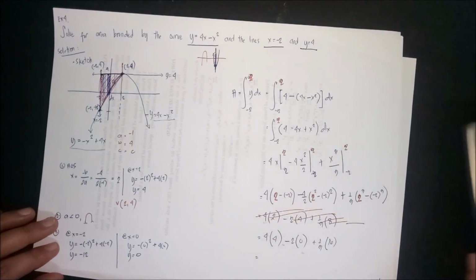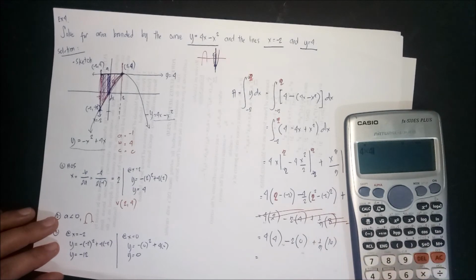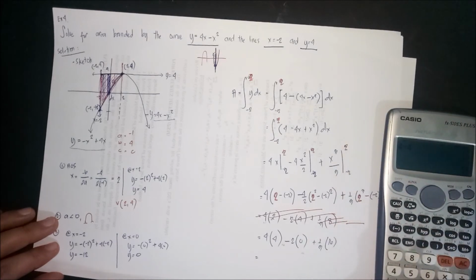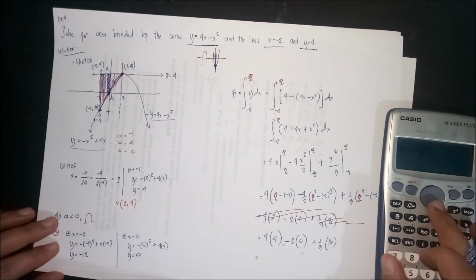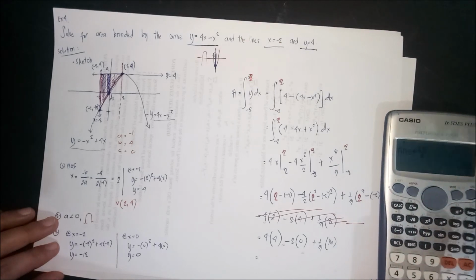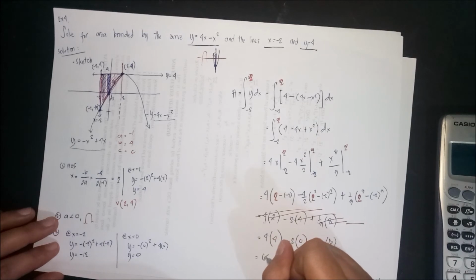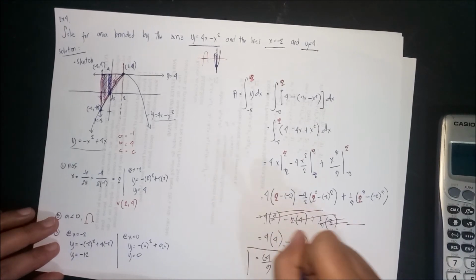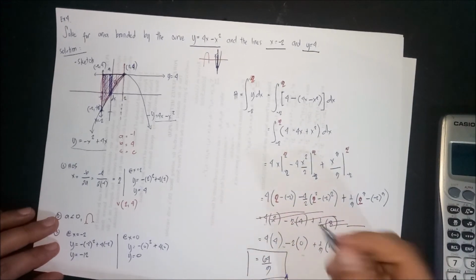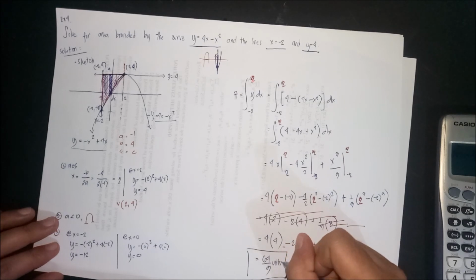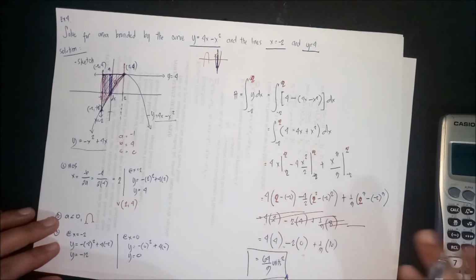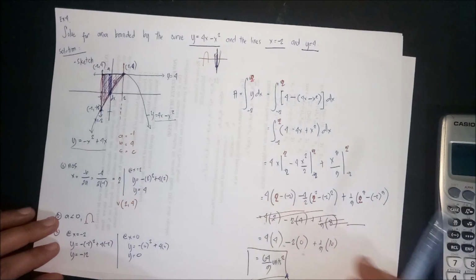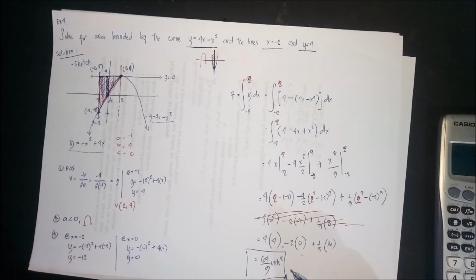And this should be equal to 4 times 4, 16 plus 16 over 3, 64 over 3. Final answer. This is unit square. Okay, so yung area bounded nila class is 64 over 3.